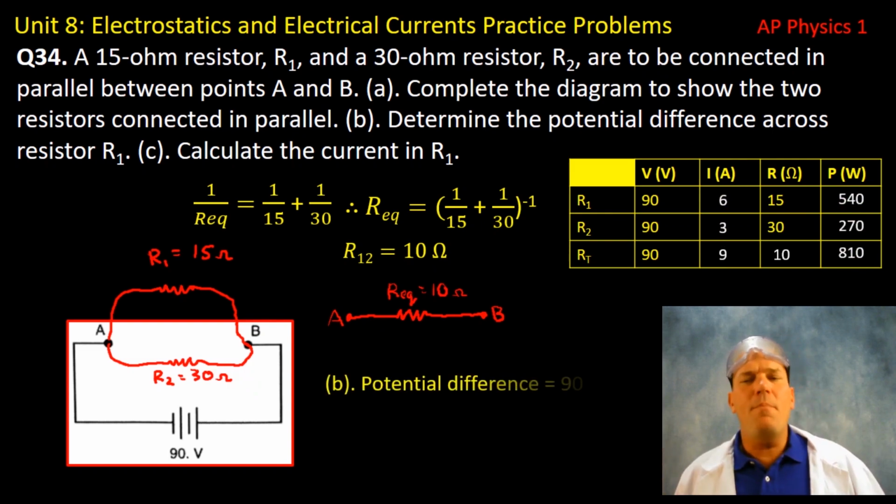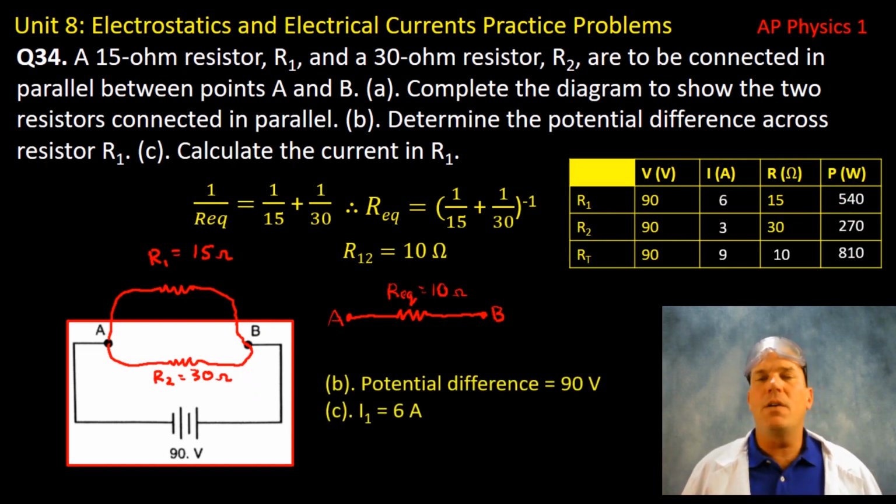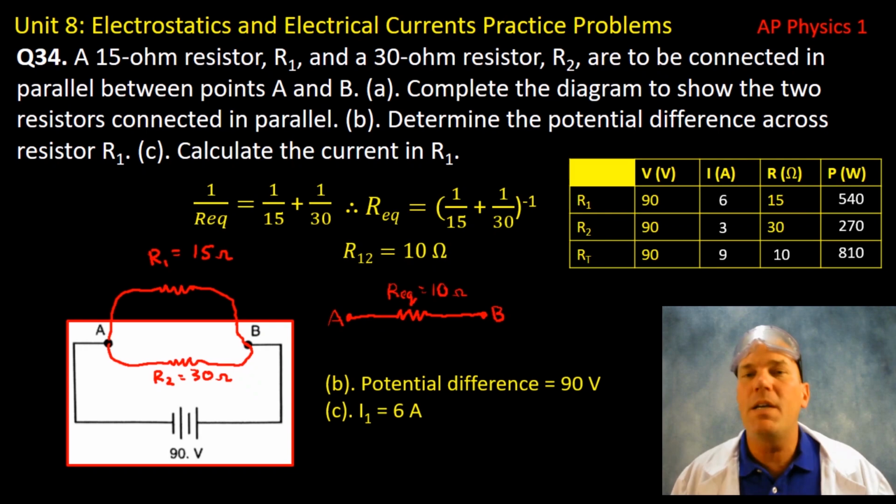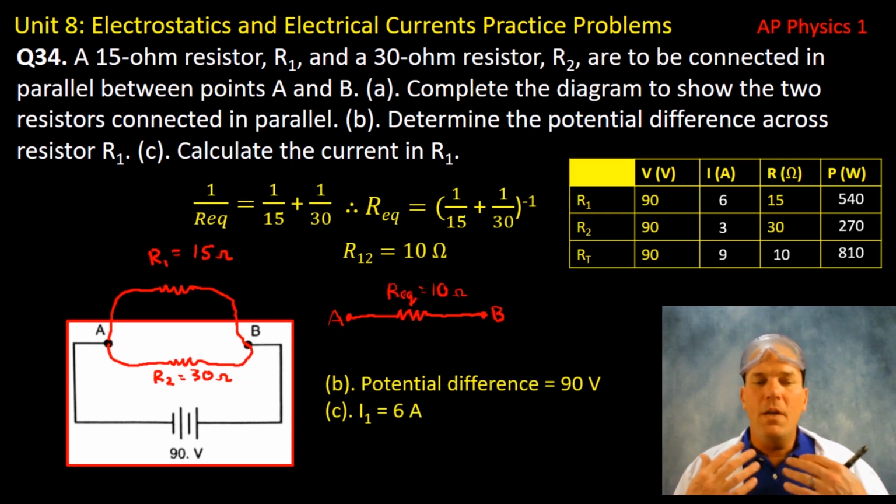All right, so that means we have everything we need to go ahead and calculate the current. 90 divided by 15 is 6, 90 divided by 30 is 3, and a cursory look at our VERP table, everything adds up. Everything makes sense, including our current, which splits 6 amps one way, 3 amps the other, but they recombine for the total current to be 9 amps.